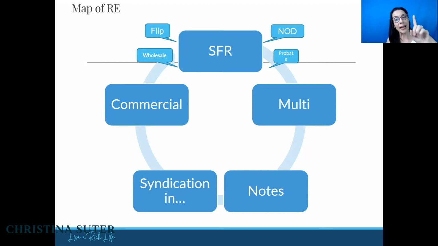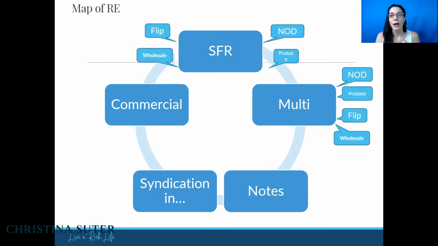I am buying a single family. I'm approaching that single family from multiple directions. I have an asset and I have a process associated with the asset. Okay, I can flip it. I can wholesale it. I can do notice of default. I can buy notice of defaults. I can buy probates. I can buy it out of default. Okay, wait a minute.